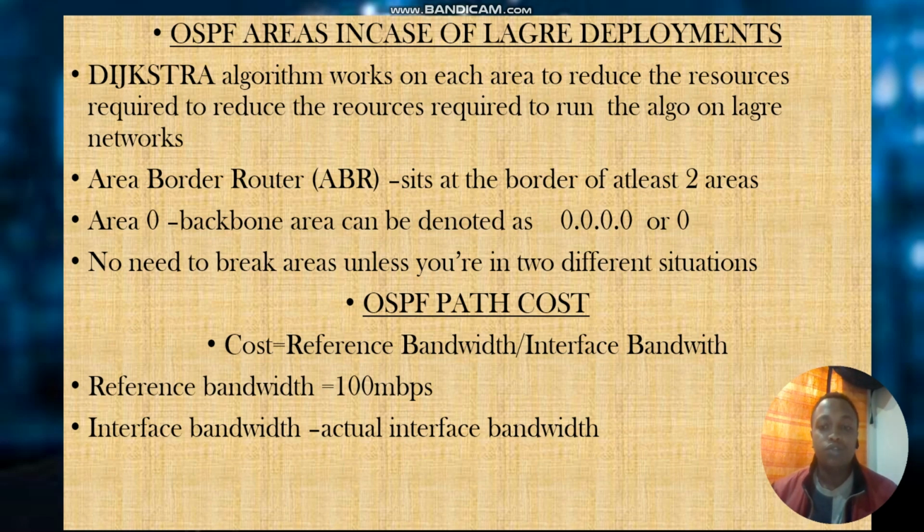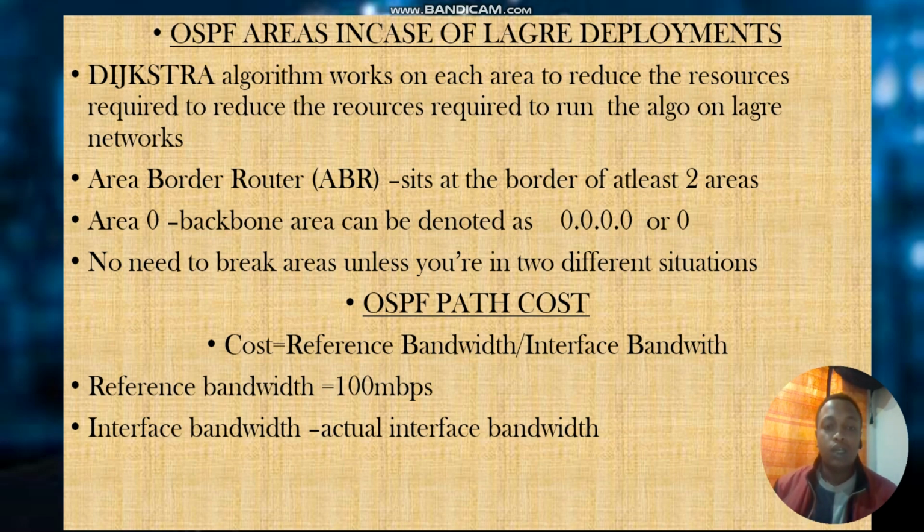But if you do so, what enables us to communicate between the two OSPF areas is what we call an area border router, and this sits at the border of at least 2 areas, so that it's able to communicate with the 2 OSPF areas. By default, area 0 is the backbone area, and can be denoted by the dotted decimal notation of 0.0.0.0 or 0 as a decimal.